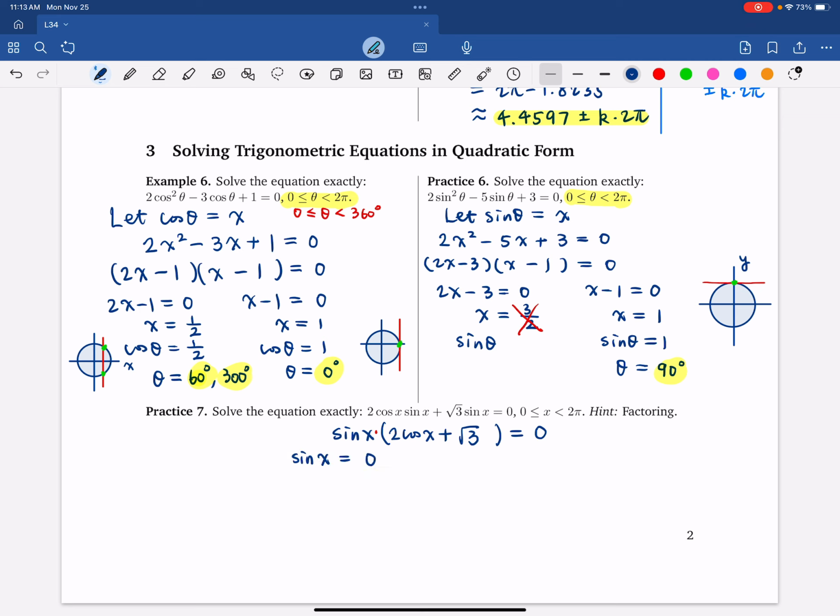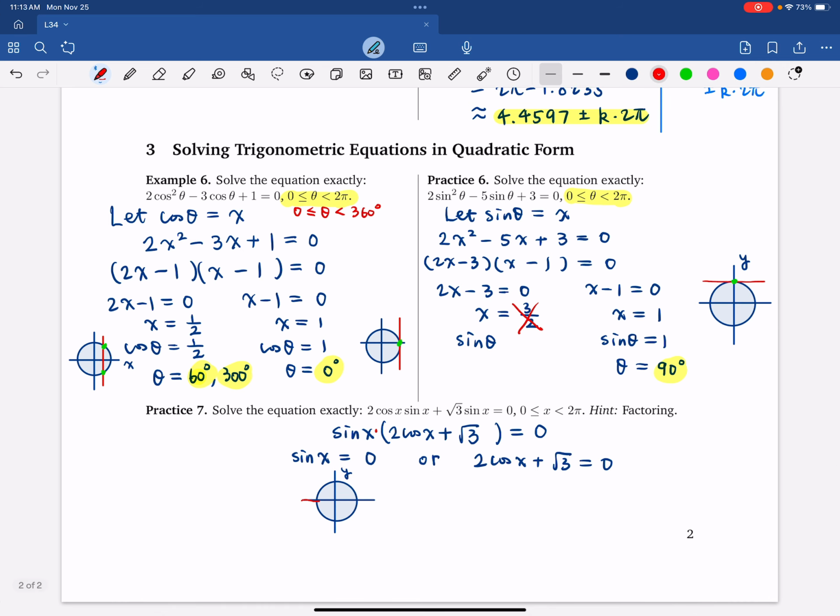Sine of x could be 0. Or the second factor, 2 cosine of x plus radical 3, is 0. If it's sine of x, you could do a little graph right here, right? You have a unit circle, and we're looking at the y-axis because it's sine, and it's 0. So it's basically the x-axis. That's the line. It intersects the circle at these 2 points. And that means we have 2 angles. x is 0 degrees or 180 degrees. Again, you could use radians if you want.